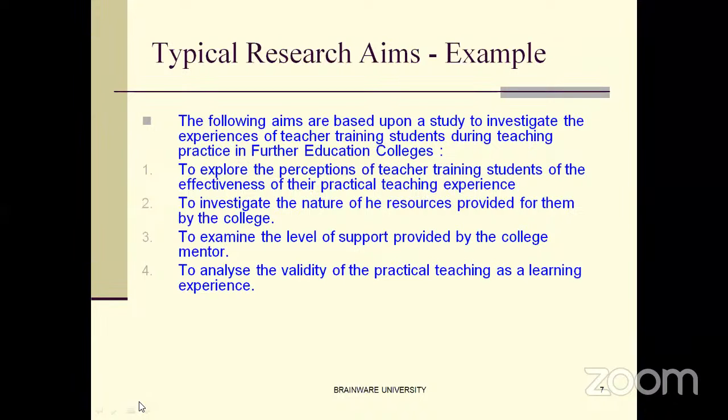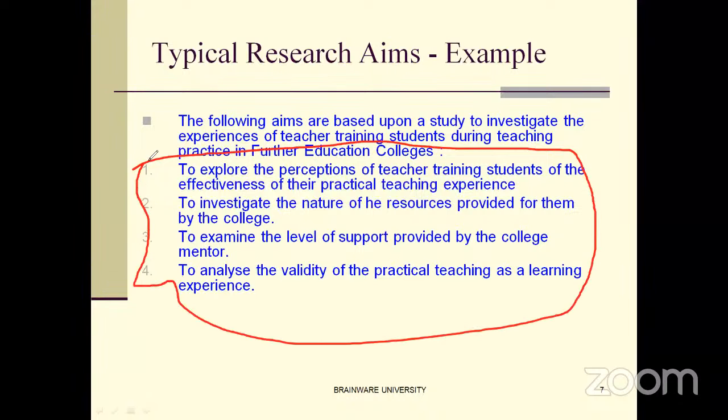So the research objectives are placed like this: to explore the perceptions of teacher training students of the effectiveness of their practical teaching experience, to investigate the nature of the resources provided for them by the college, to examine the level of support provided by the college mentor, and to analyze the validity of the practical teaching as a learning experience. So these are the examples. The research objectives are only few in number. Unlike the textbooks, here the research objectives are only 4 in number.